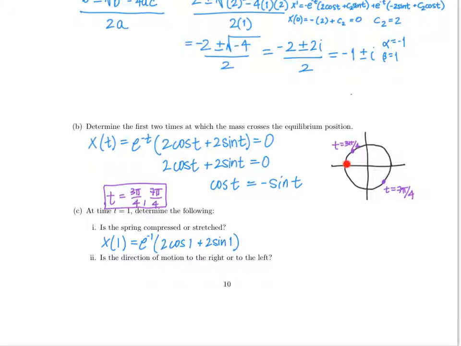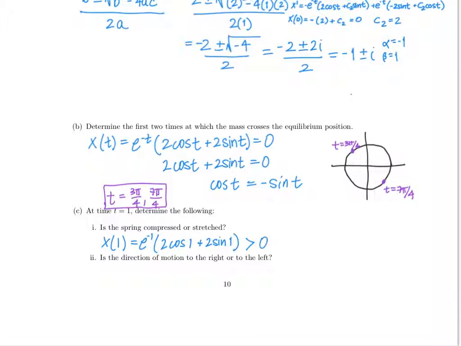Well, we know pi is right here. We know that pi over 2, which is a little bit more than 1.5, is right here. So we know that 1 is going to be somewhere in the first quadrant where both cosine and sine are positive. So this sum right here is going to be positive as well, which means that e to the negative 1 times 2 cosine 1 plus 2 sine 1 is going to be a positive number.